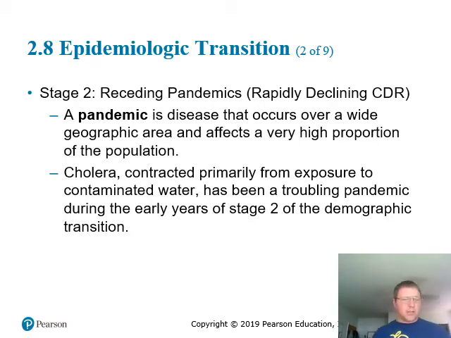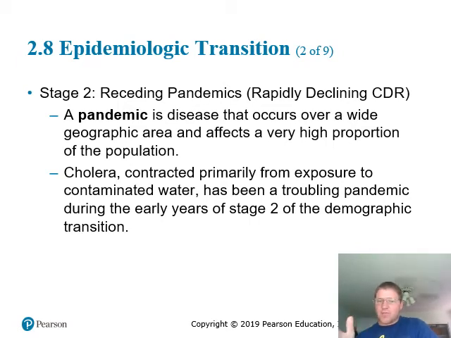So eventually, people start figuring out that cleanliness is going to avoid pandemics. Again, pandemics, what we're going through now with COVID, a disease that occurs over a wide geographic area and affects a lot of the people. So cholera, which we looked at earlier, was contaminated water. And when people figured out, hey, we need to have clean water, then cholera kind of went down. And so that was like early stage two of the demographic transition.